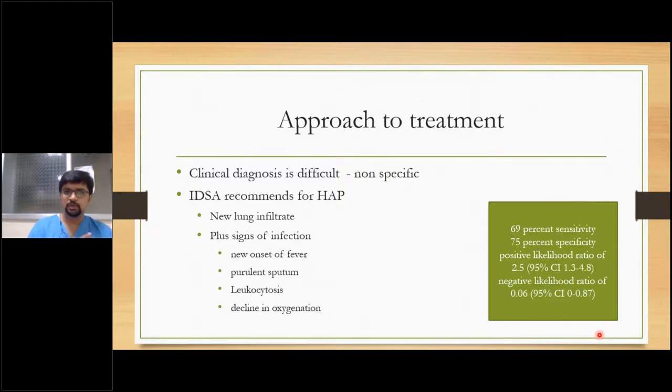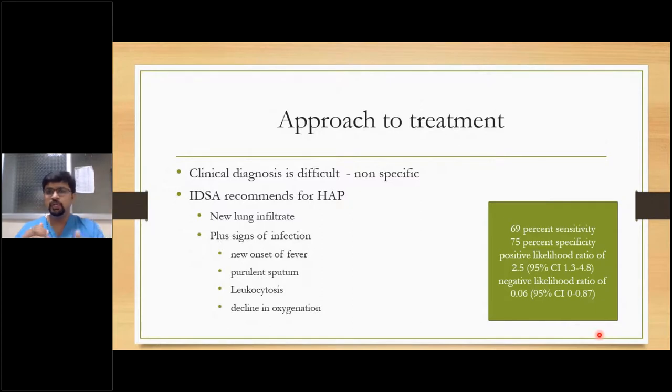IDSA recommends diagnosing hospital acquired pneumonia when there is a new lung infiltrate plus there is a sign of infection. The sign of infection may be in the form of a new onset fever, or your secretions or sputum turn a little purulent. You end up doing a total count, and there you see the total count has increased a little, or there is a decline in oxygenation. So these things are very important, and this is a basis for clinical diagnosis.